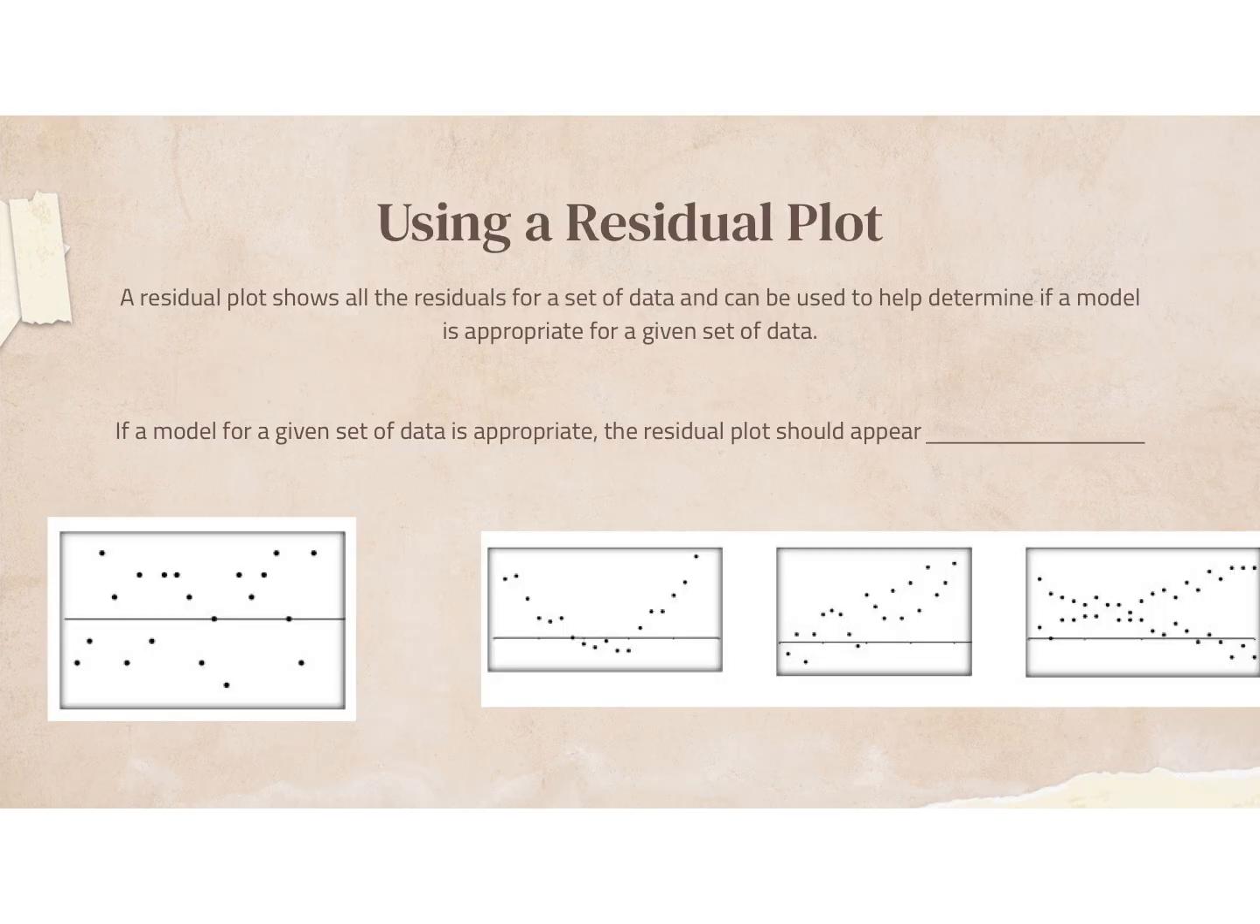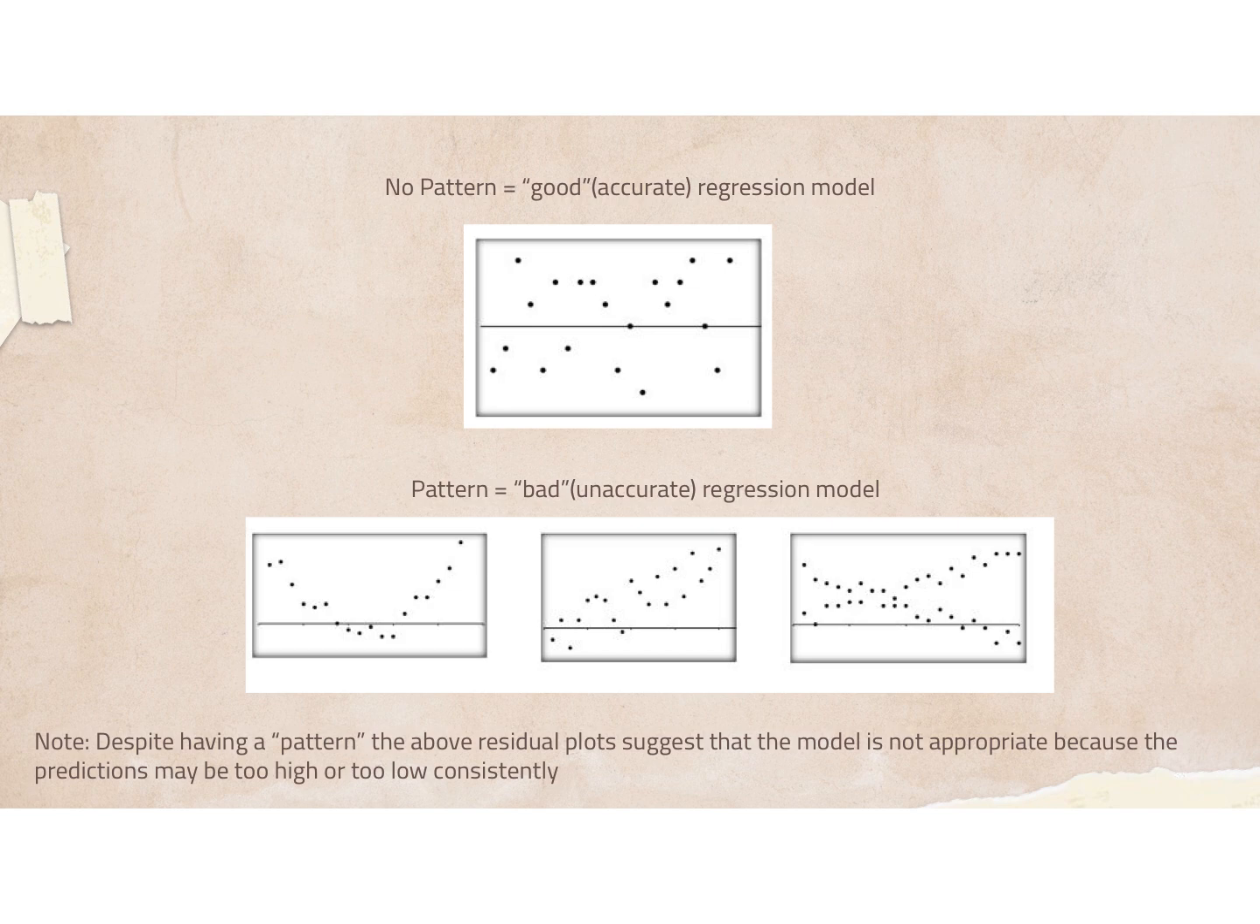So here are some more examples of full residual plots that show all of the residuals for a data set. And again, we can use that to determine if a model is appropriate or not. If a model for a given data set is appropriate, the residual plot should appear random. You can also say without pattern. So the less pattern there is, the more random it is, the better or more accurate your regression model is.